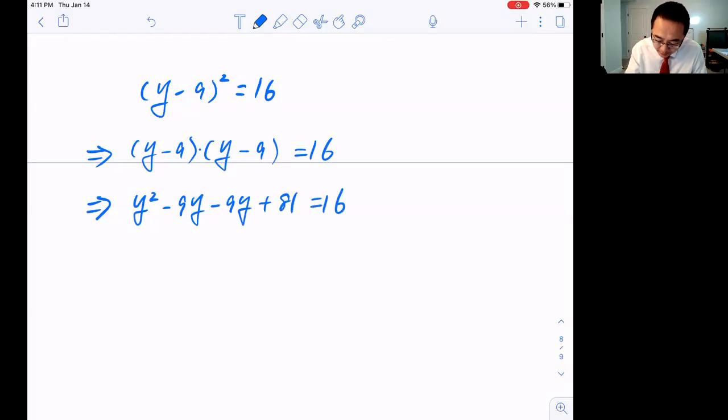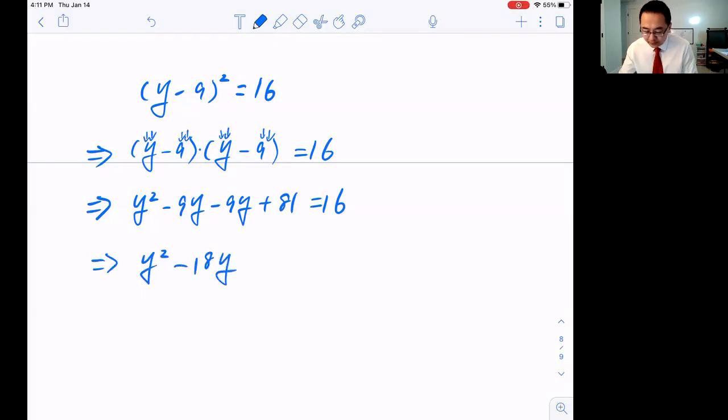So you just multiply these two terms together, then these two terms, these two terms together, and then finally these two numbers together, right? So that gives you y squared minus 18y, okay? And then you subtract 16 on both sides because you want the right-hand side to be 0 before you can use your quadratic equation. So 81 minus 16 gives you, what, 65, right?